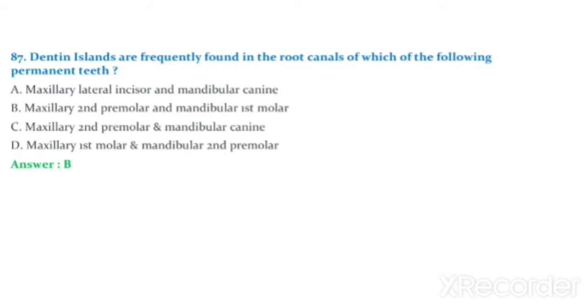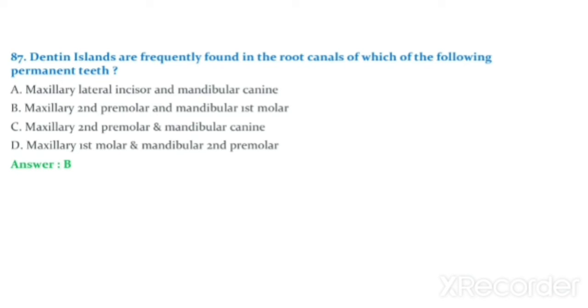Question number 87. Dentin islands are frequently found in the root canals of which of the following permanent teeth? Dentin islands are seen where? In the root canals. Option A: maxillary lateral incisor and mandibular canine.